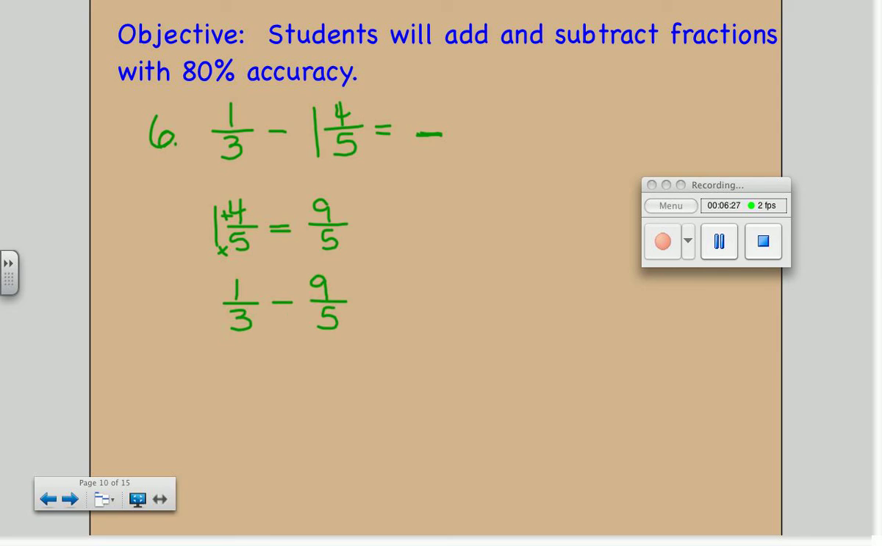I need my denominators to be the same. Okay? So I need to change my 3 and 5 denominators to a common denominator. I need to find a multiple of 3 that is also a multiple of 5. In other words, when I count by 3s and when I count by 5s, I have to keep going till I get the same number, and there we have it, 15. So I'm going to use a common denominator of 15.